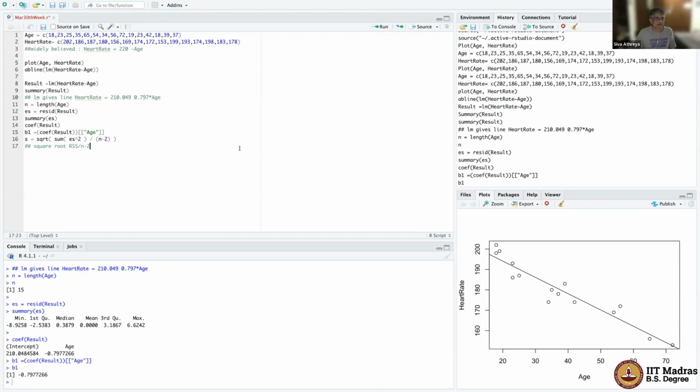And once I do that, I find the standard error. So standard error, how do I do it? I just do S divided by the square root of the sum of age minus its mean, the whole square. That's what this is going to give me, right?